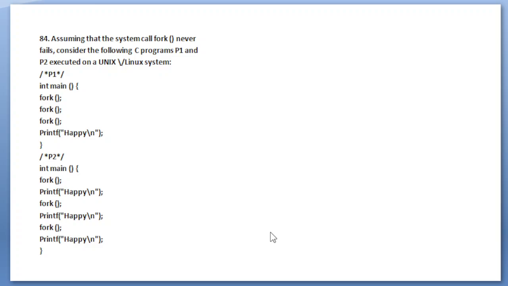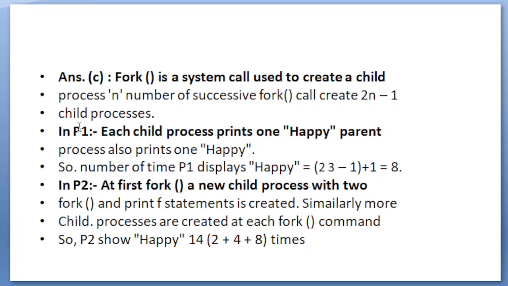The next question is: assuming that the system call fork never fails, consider the following C programs, P1 and P2, executed on Unix. This is a fork system call. In the operating system, the Unix system, we have learned about fork. I hope you all know what a fork system call is. Or else I will give a brief idea about it first. The fork system call is used to create a child process.